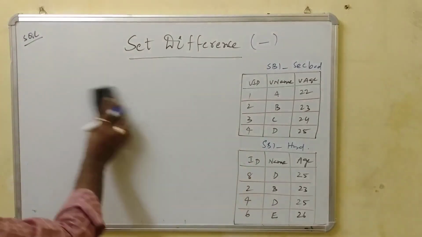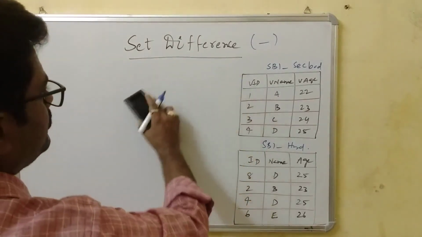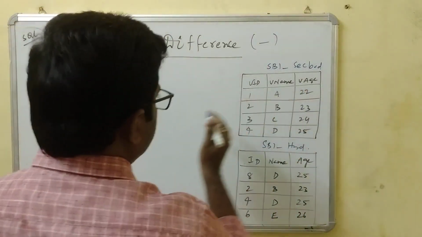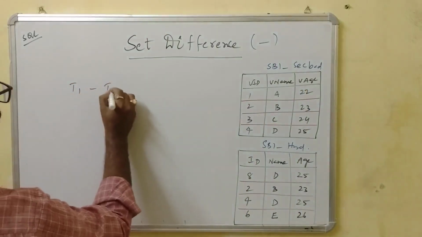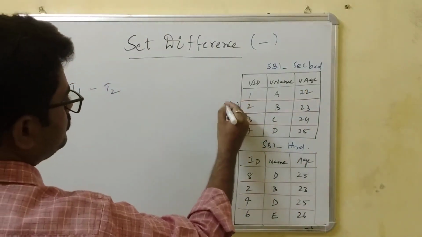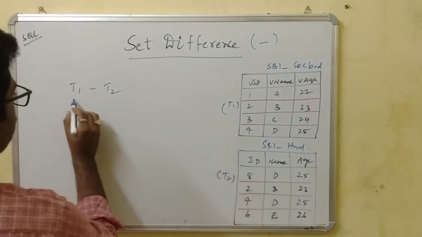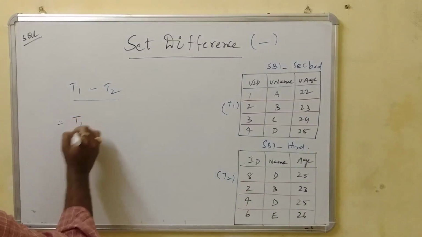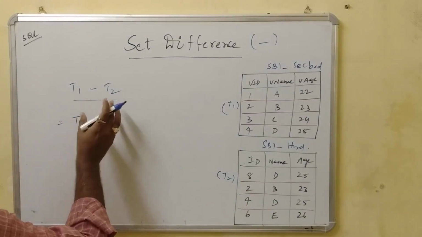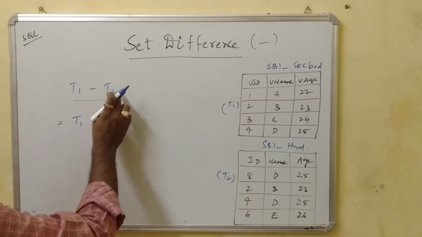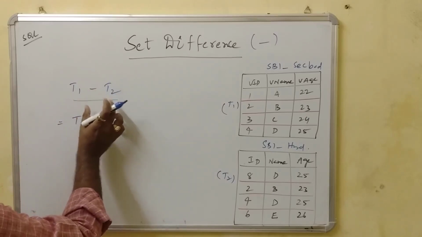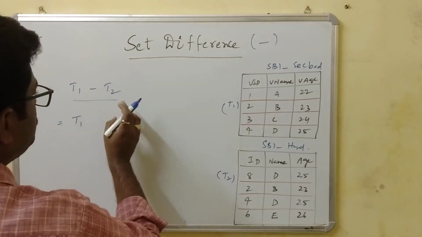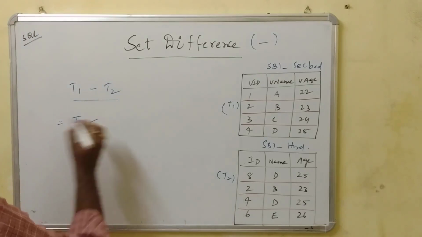Subtracting table 1 minus table 2. Let us consider this is table 1 and this is table 2. If I perform table 1 minus table 2, what happens? The contents of table 1 will be retained, whereas the records common to T1 and T2 will be removed from T1.